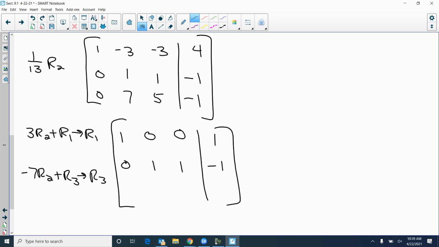All right, negative 7 times row 2. That still keeps this a 0 because that's important. We don't want to change anything back. So that's why if we follow these steps, the columns will stay the same. Negative 7 times 1 is negative 7 plus 7 is 0. Negative 7 plus 5 is negative 2. Negative 7 times negative 1 is 7. Minus 1 looks like it gives me a 6.